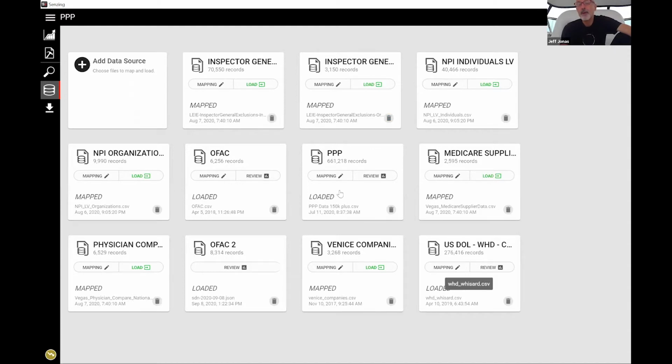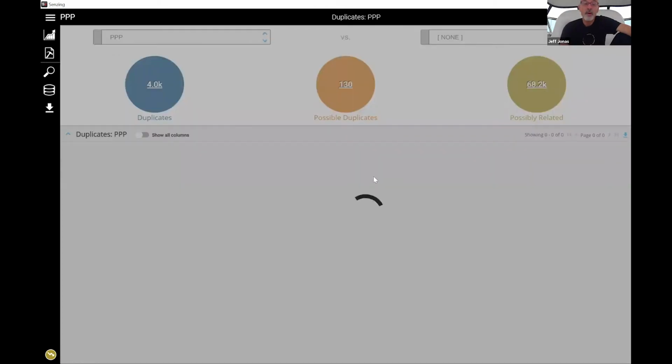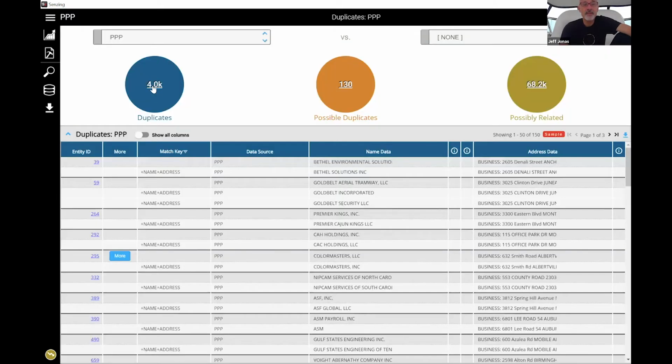at how the Paycheck Protection Program, there's been a lot of reports of fraud around that. And so I loaded the PPP data, and it finds 4,000 duplicates, 130 possible duplicates, and 68,000 things that aren't the same, but they're connected, like they share an address. Many of these are probably quite legit.